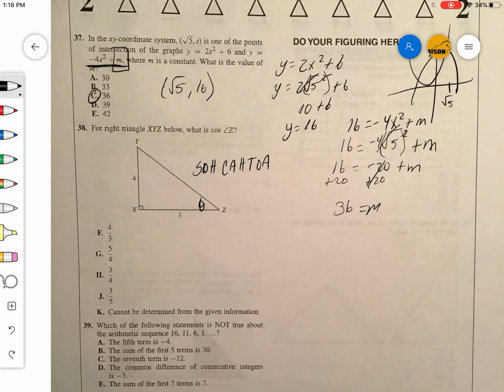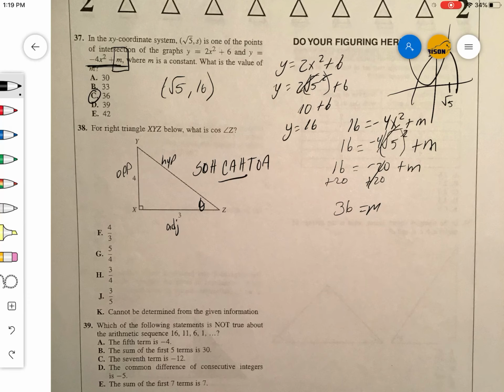SOHCAHTOA. Okay, I'm looking for cosine, so I need A and H, which is the adjacent over the hypotenuse. Let's label these sides. This one over here is definitely the hypotenuse. 4 is going to be my opposite, and 3 is going to be the adjacent from angle Z. So I need the adjacent over the hypotenuse. So I need 3 over something.